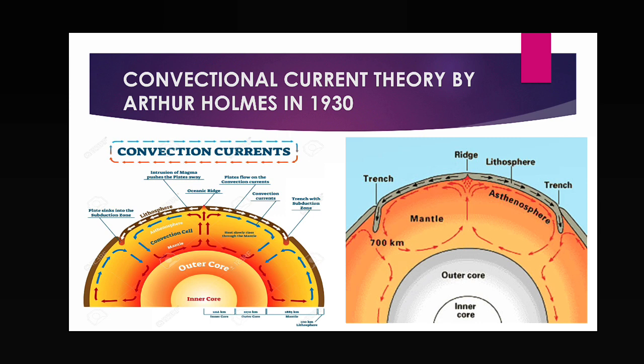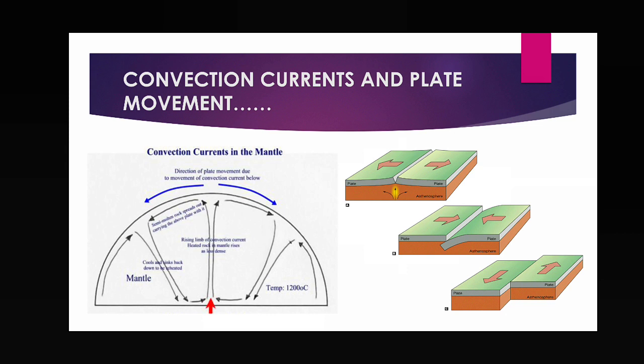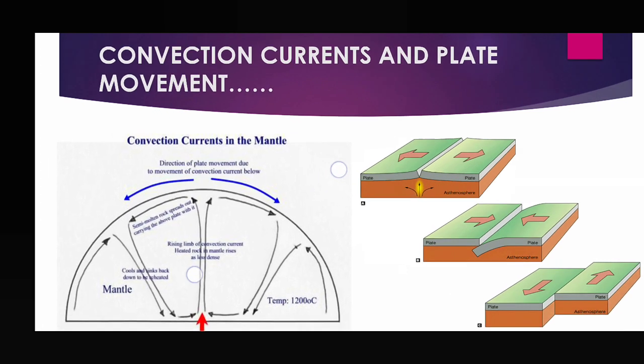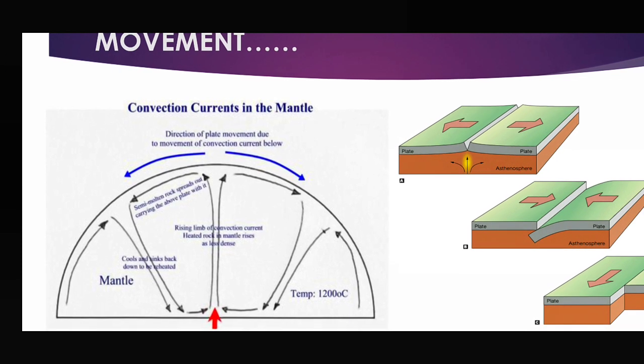Now come to the next. Here also I have given the same type of thing to understand. Take a look, the green color is the movement of the plate, and the black color arrow signs are the indication of the movement of the molten rock material, magma. In this diagram also you can see the black arrow sign moving to the right hand side, and that's why plates are also moving to the right hand side. Here the black arrow sign, the molten rock material, is moving towards the left hand side, and that's why the plates are also moving towards the left hand side.